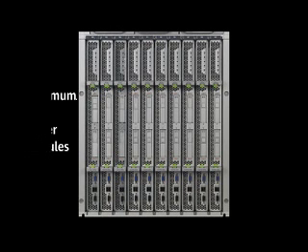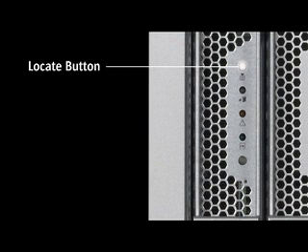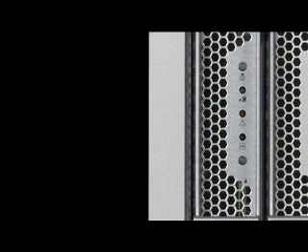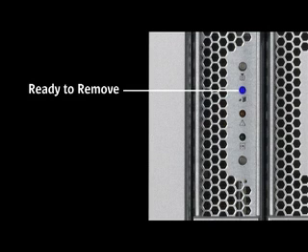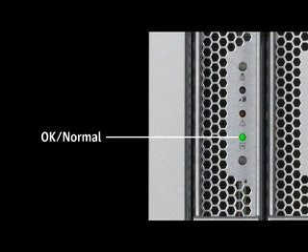Each server module has a number of indicators. At the top, the locator button LED is used for identification purposes. The ready-to-remove LED lights up when the server's OS is powered down and the server module's ILOM is also powered down. The fault indicator identifies when there is a problem with the server module, thermal, memory, or CPU related. The OK normal indicator has three different states.